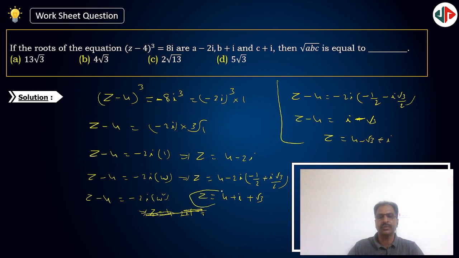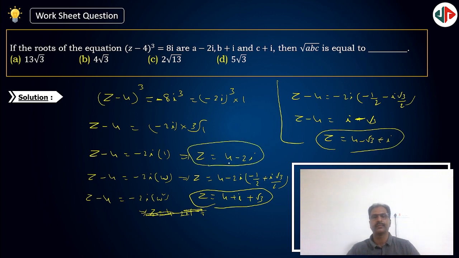Here z is equal to 4 plus root 3 plus i. This is 4 minus root 3 plus i. Here z is equal to 4 minus 2i. So those three values are given as a minus 2i, b plus i, c plus i. Then what are the values of a, b, c?